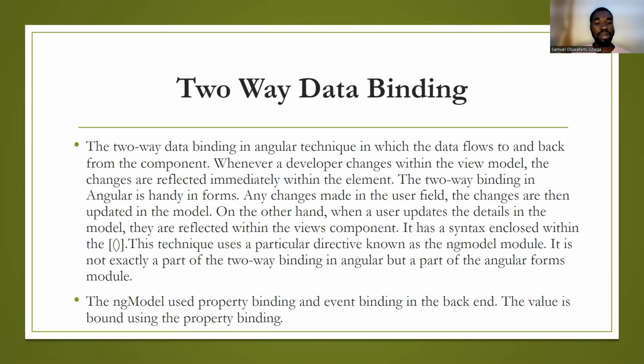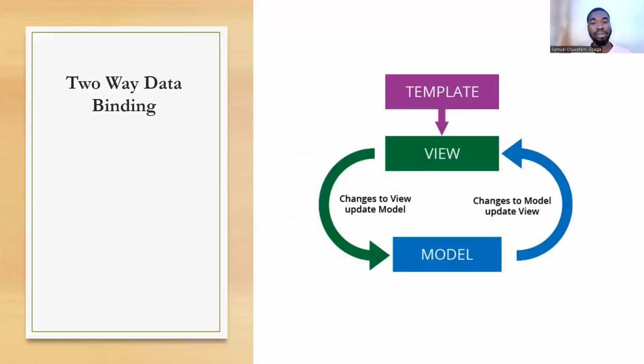It has a syntax enclosed within curved brackets inside angled brackets. This technique uses a particular directive known as ngModel. It's not exactly a part of two-way data binding in Angular, but a part of Angular forms. ngModel uses property binding and event binding in the background. The value is bound using property binding. So, as I explained, a change in the view updates the model, and changes in the model update the view.